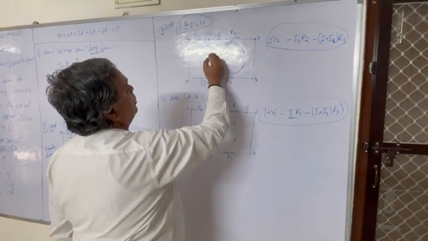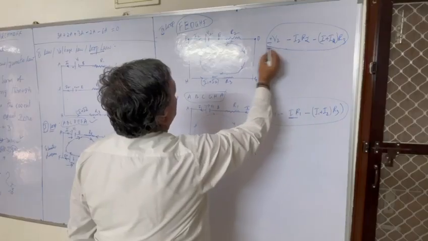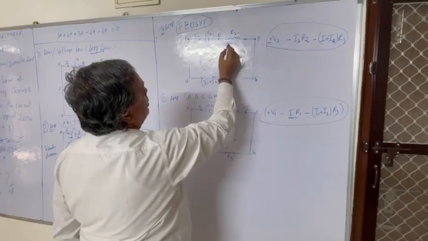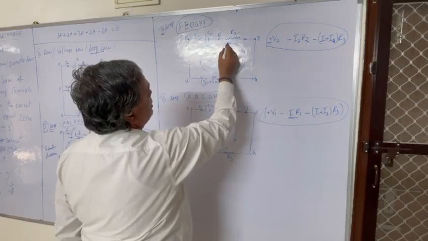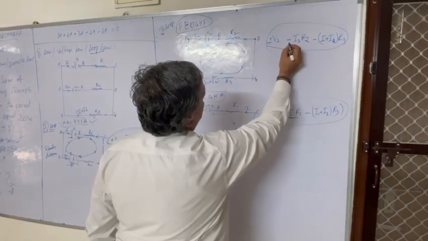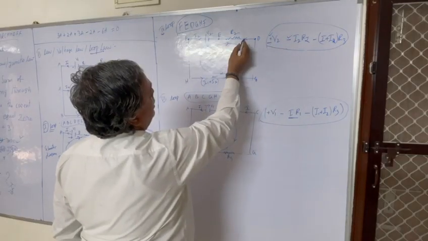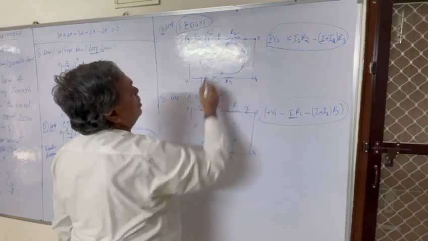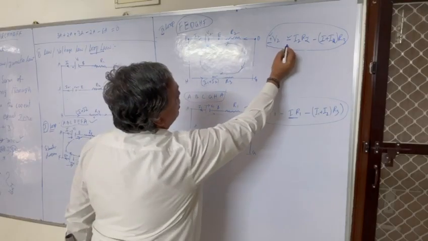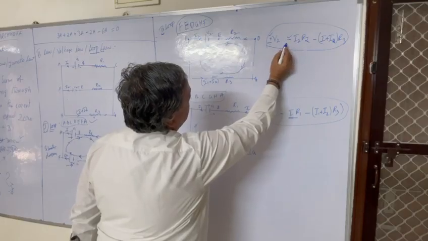Next we take current I2 into R2. The current flows in this way, and the loop mark is on this side. Both arrowheads are opposite, that's why it is minus. This arrowhead and that arrowhead are opposite to each other. That's why I have given I2 R2 a negative sign.